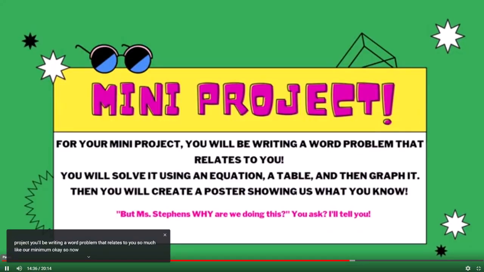Okay, so now we are going to start our mini project. For our mini project, you'll be writing a word problem that relates to you. So much like our clown, he has a job, he used his job. Then you will think about something in your life that would relate to that we could graph in some way. So you will solve it using an equation, a table, and then you'll graph it. And then we're going to create a poster showing us what you know.